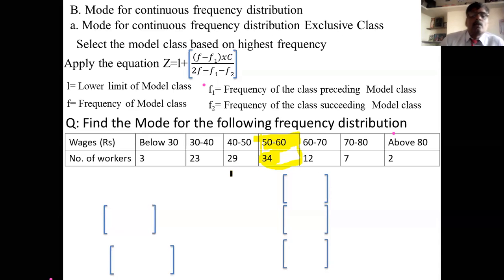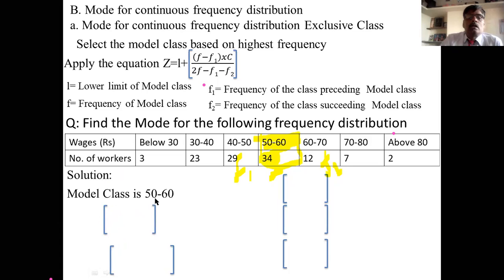And to this, you have to apply the equation. This is called F1, this is called F, and this is called F2. Remember this. Before the modal class, F1. After the modal class, F2. And the middle is F. And you have to see the class interval and the lower limit. First you select the class. Now apply the equation. The modal class is 50 to 60.